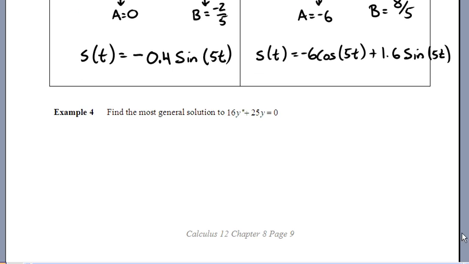Last one on this second to last page of homework here says, see if you can find the general solution. So it's just general. It'll have a's and b's in it for 16 times y double prime plus 25y is equal to 0. Take a shot at it and we'll see what you get.